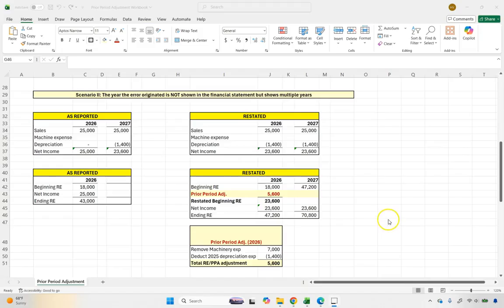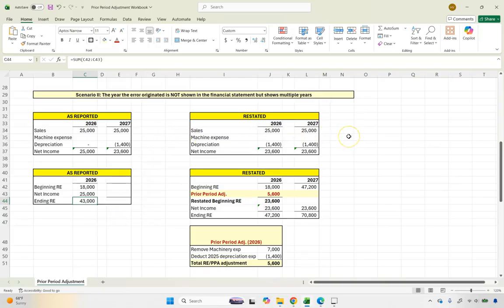Now let's go to a different scenario where the year the error originated is not actually shown in the financial statements, but we still have comparative statements. We're still showing 2 years' worth. So here's how everything was reported last year for 2026 on the income statement. We had our sales of 25,000 in the year 2026, and that's our total net income. Our beginning retained earnings was 18,000, and then net income was 25. So my ending retained earnings is 43,000.